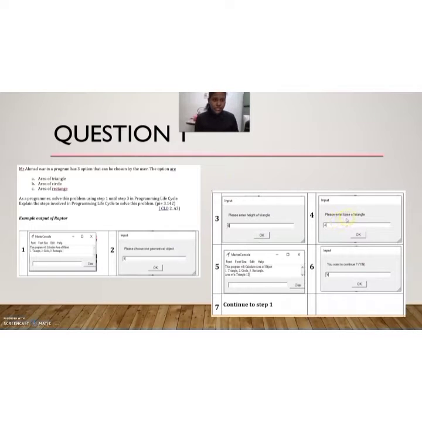Number 4 is please enter the base. Base is our second input to find area. The fifth one is the program will calculate area of object: the triangle, circle, rectangle, area of triangle is 12. The last one is do you want to continue. If you have a question like this, it refers to you having to use a looping structure in the flowchart. So let's see the flowchart.